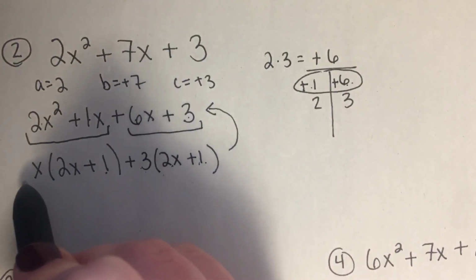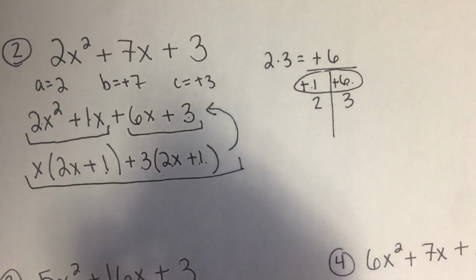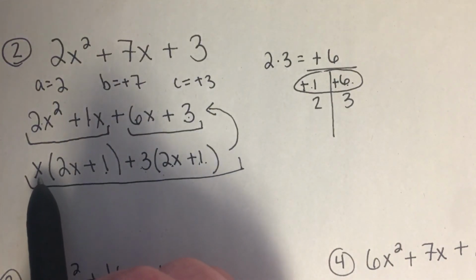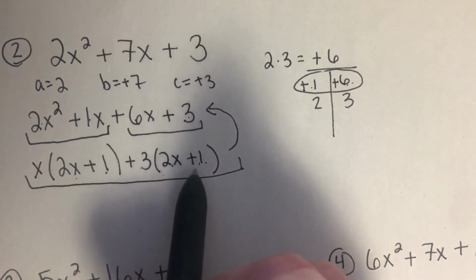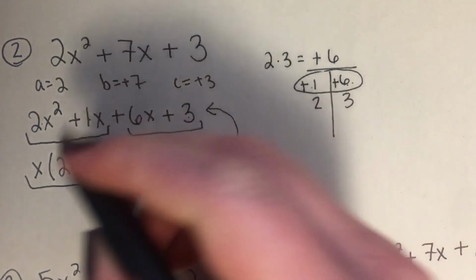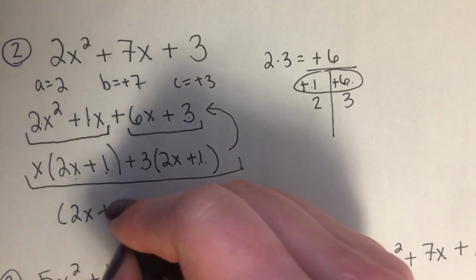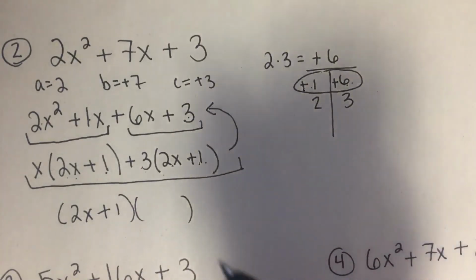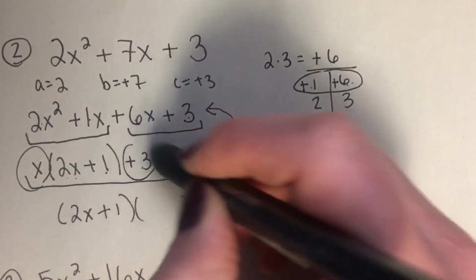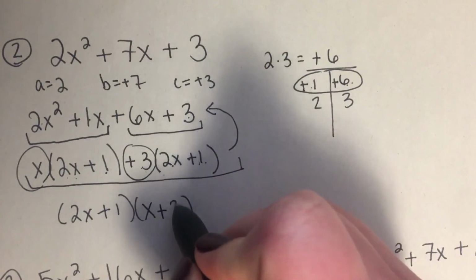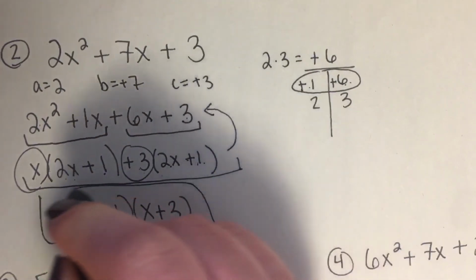So now I have to do reverse distributive for the entire thing. So what's in common between these two sets? Well, the 2x plus 1, so write that out in front. Set up another parentheses, and what's left over, which is the x and the 3, go in your second parentheses. You are officially factored.